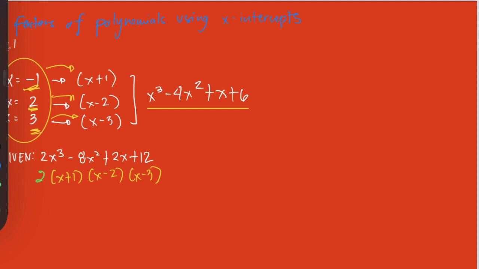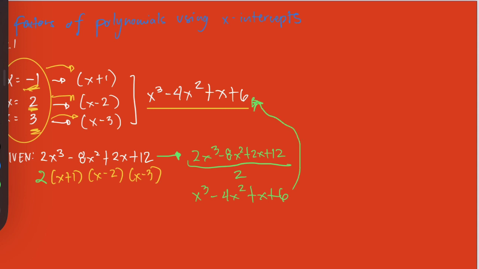Why is it 2? Because this function right here, if you divide it by 2, 2x cubed minus 8x squared plus 2x plus 12, you divide it by 2, you will get x cubed minus 4x squared plus x plus 6, which is this example right here.